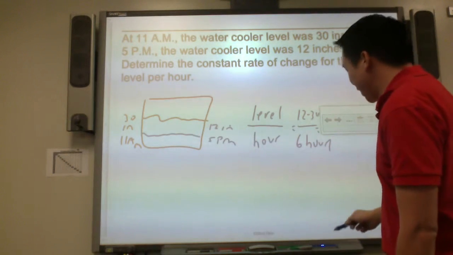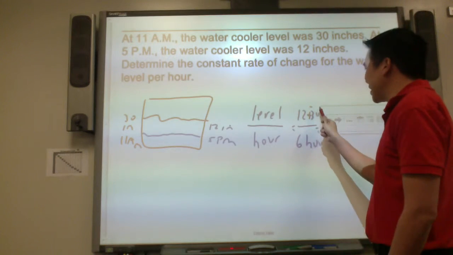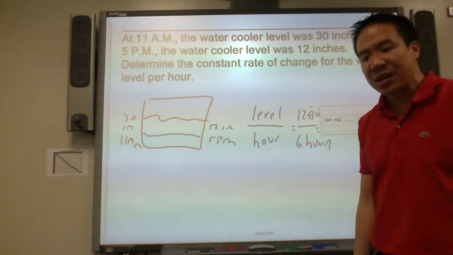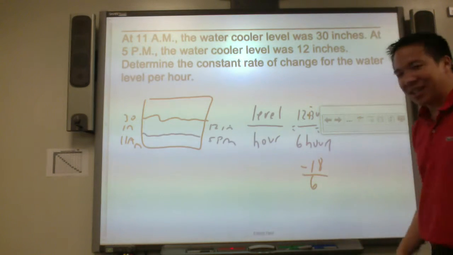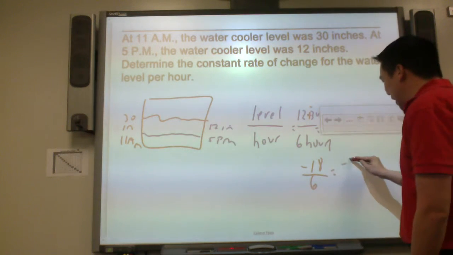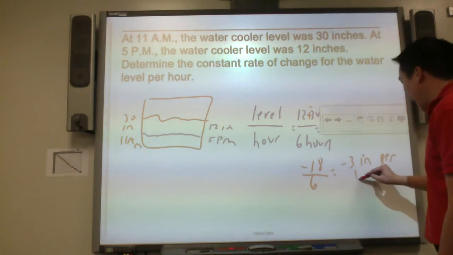So 12 minus 30, add the opposite. I have 12 plus negative 30. Do I have more positives or more negatives? I have more negatives, by 18, over 6. So what's negative 18 divided by 6? That's negative 3 inches per hour.